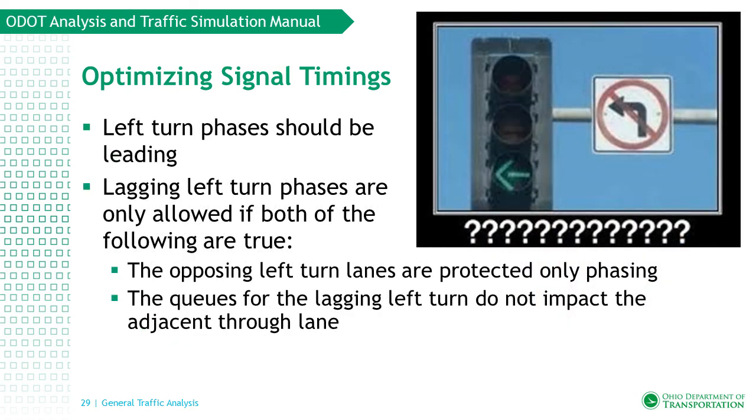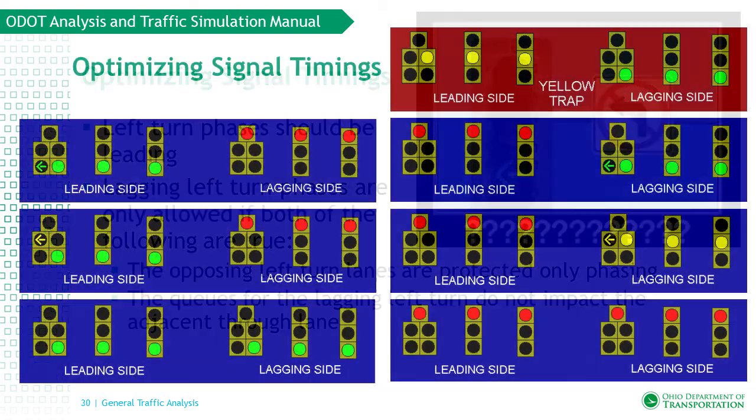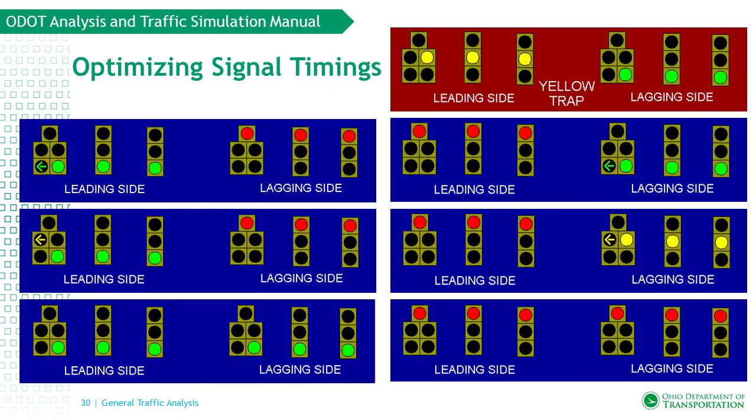Typically, left turn phases should be leading. However, sometimes lagging left turn phases can reduce vehicle delays. The lagging left turn phase is allowed only if the opposing left turn lanes are protected only phases and the queue for the lagging left turn movement does not impact the adjacent through lane. Protected permitted left turn phases cannot be lagging due to yellow trap.